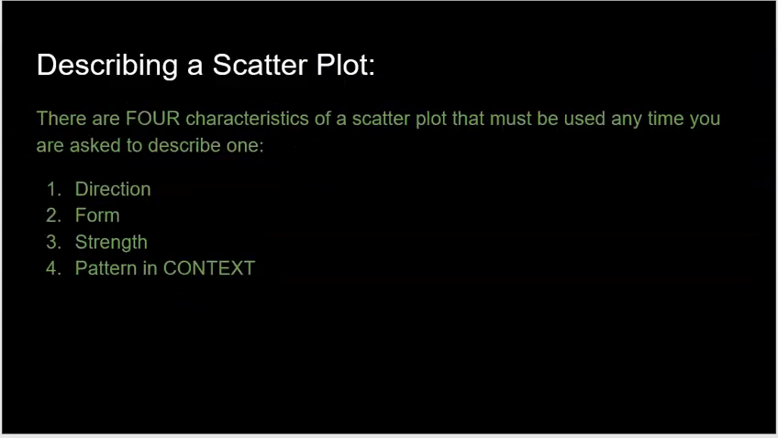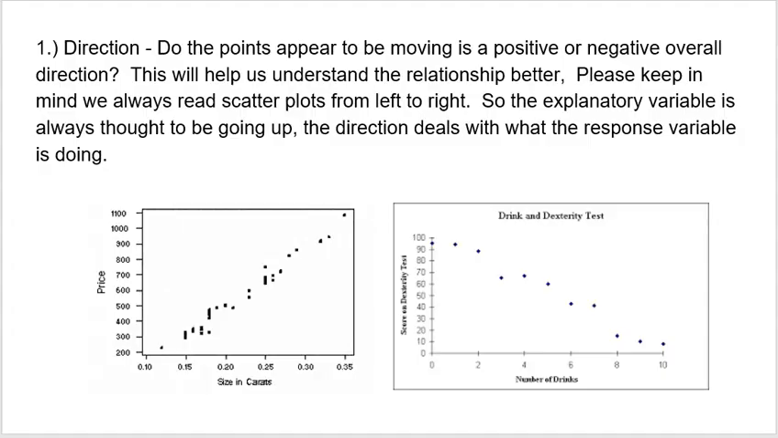All right, so when you describe a scatter plot, you've got to be able to talk about it, right? And there are 4 characteristics of a scatter plot that must be used anytime you're asked to describe one. And you better believe on quizzes and tests, I'm going to give you a scatter plot and say, hey, tell me what you see. And these 4 things have to be addressed: direction, form, strength, and I want to know what the pattern is in context. So let's talk about what each of these things is a little bit more specifically.